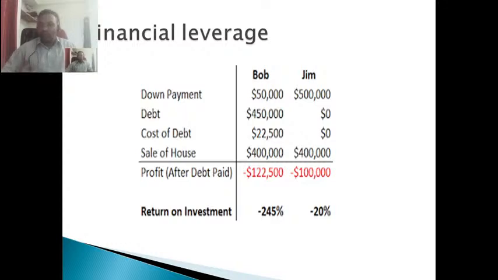Okay, look at the difference between their investment. In their investment, the difference is 10 and 90%. Bob has invested only 10%, whereas Jim has invested 100%. So there is a difference of 90%. But if you look at their return on investment, the difference is huge. It is more than 200%. The difference in investment is only 90%, but their return on investment has a difference of 225%.